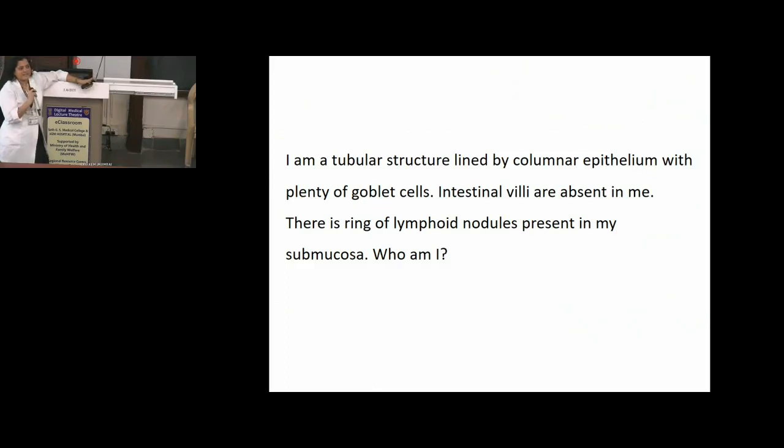If I say I do not have intestinal villi, that means it is colon. But colon में ring of lymphoid tissue, matlab it is appendix. Appendix has a complete ring of lymphoid tissue. So that is one additional feature which you should mention. Okay? कहाँ पे भी breach नहीं रहता है. That's it. Thank you.